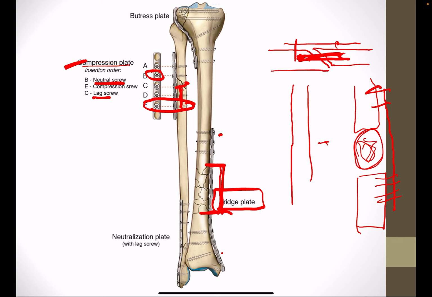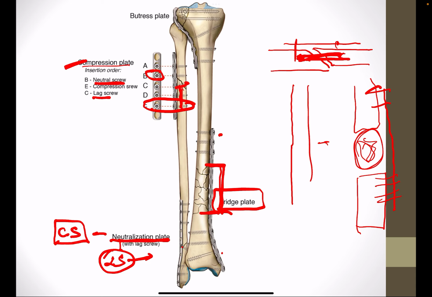Now the neutralization plate. Neutralization plate is a plate where all screws are centric screws. No eccentric screw is inserted to achieve compression. Okay, it is mostly used along with a lag screw, because the lag screw is the one which gives the compression at the fracture site, and the neutralization plate is just to provide or to augment the stability at the fracture site.